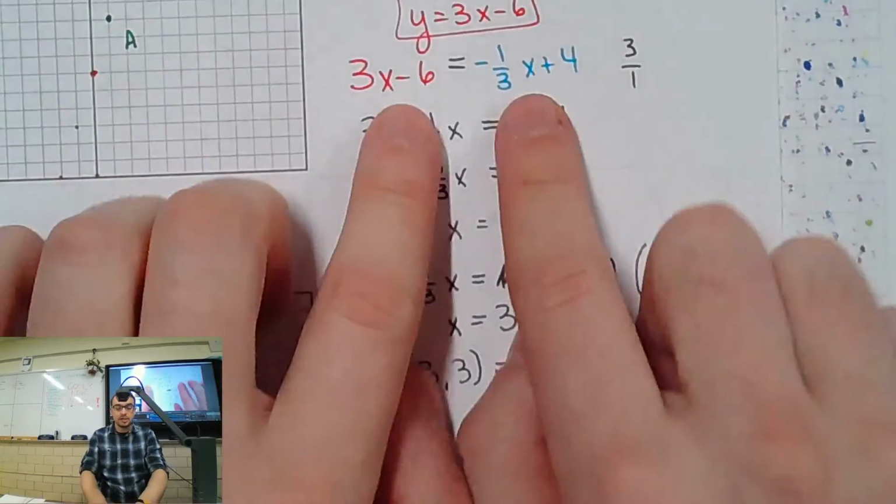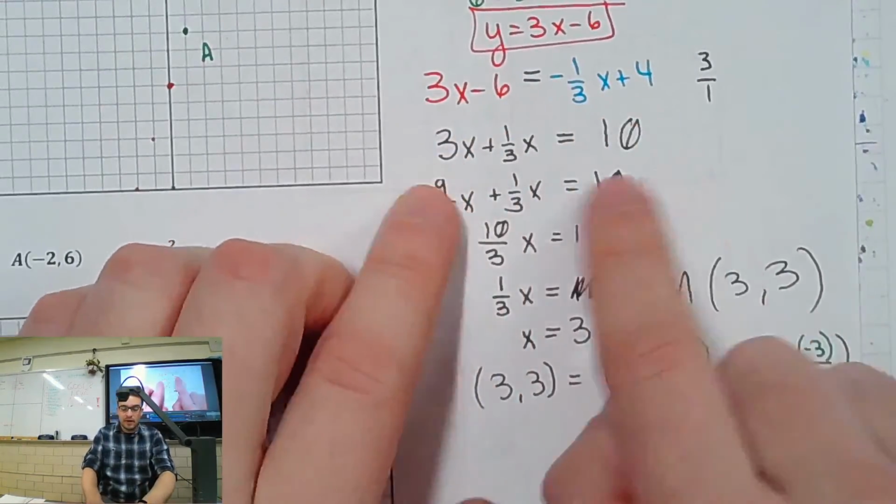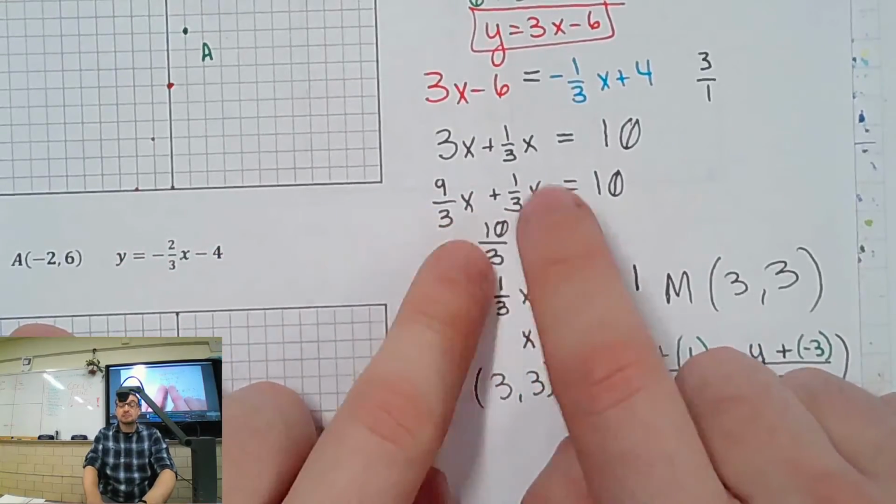Then we find out where they intersect. And things get weird, right? Now we have fractions. We need common denominators. That's what makes this problem a medium difficulty.